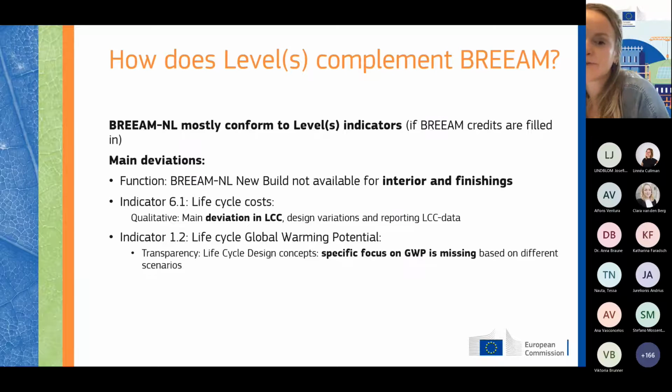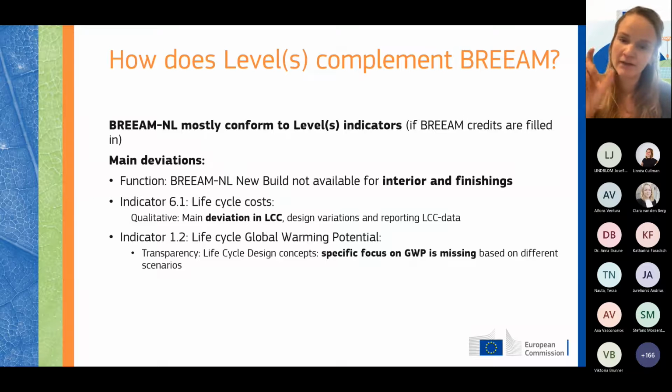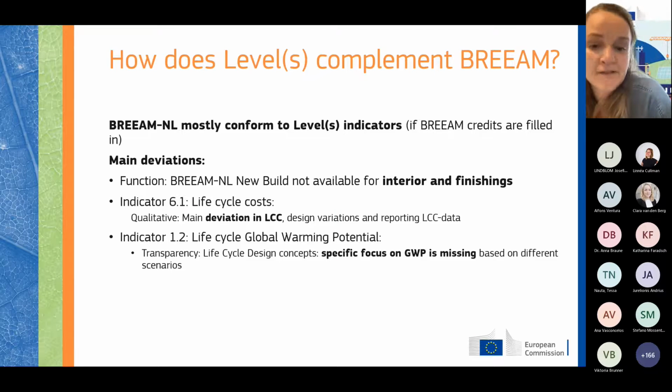and that is due to our national environmental database. We cannot show global warming potential that is really specific on the different life cycle stages in BREEAM, but we are also working on that with our ministry. So hopefully that will be checked off next year.